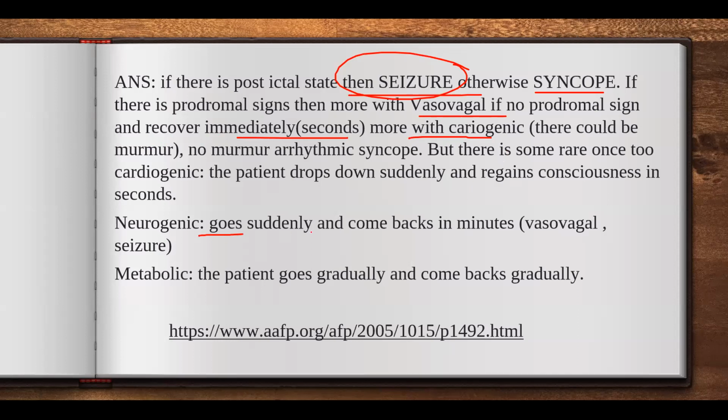In neurogenic, they might not get any prodromal features. Sometimes they might get them, that doesn't matter, but they will get sudden syncope and they will come back in minutes, not in seconds like cardiogenic. Vasovagal syncope is one type of neurogenic syncope also, because here the vagal nerve gets stimulated. Okay.